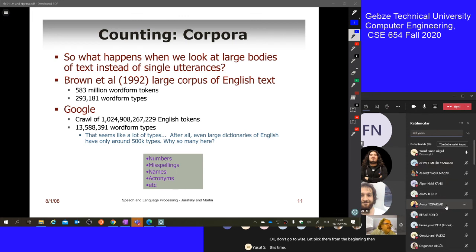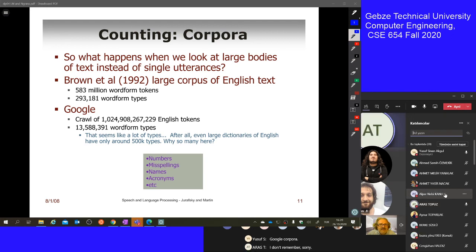Okay. Aras Topuz. Aras, tell me how many unigrams or 1 grams there are in the Google corpora. I don't remember, sorry. I am not asking you to remember it. I am showing you the slide. Can you see the slide? Yeah, I'm seeing the slide. So I'm giving you all the numbers. I don't ask you to remember something.